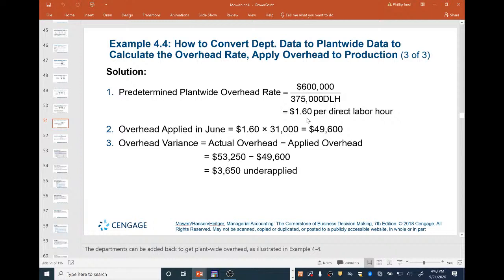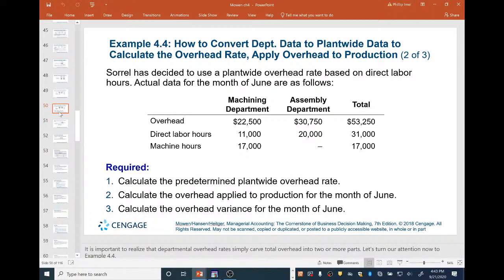That's our rate. And for the month of June, remember we're concerned with the month of June. 31,000 hours. You see that because that's for the month of June, so there's 31,000 hours. So we're just applying the rate to the actual hours used, just like we did earlier in the slides. The only difference now is we're doing it for the whole company, or for the whole department.